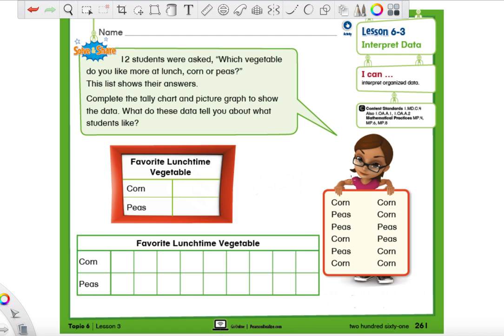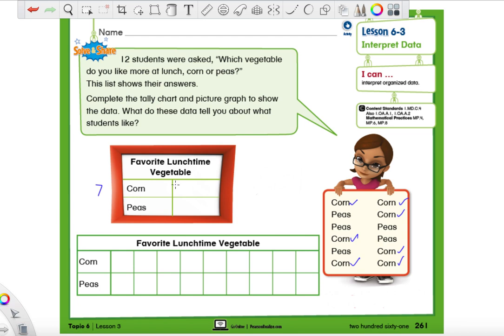First thing we need to do is refresh our memory and make a tally chart with all this information. First let's count all the corn. 1, 2. I'm going to make a little check mark next to it. 1, 2, 3, 4, 5, 6, and 7. So we have 7 votes for corn. Before we go on, I want you to draw 7 tally marks for me.